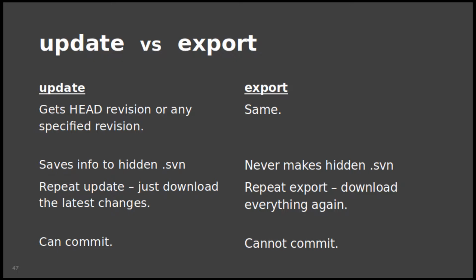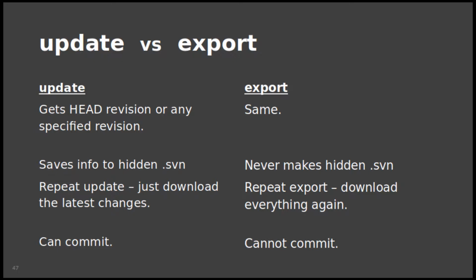With export, you get the same files. You specify the source and target exactly the same way, but there are important differences. With update, your disk will always have a hidden folder named .svn, which will contain information about your active connection to the source repo. With export, Subversion never makes that hidden folder.